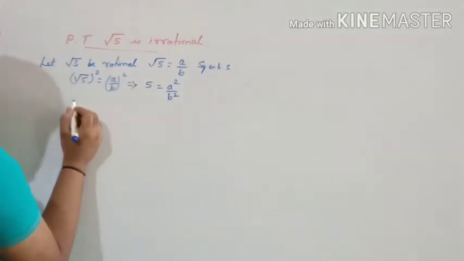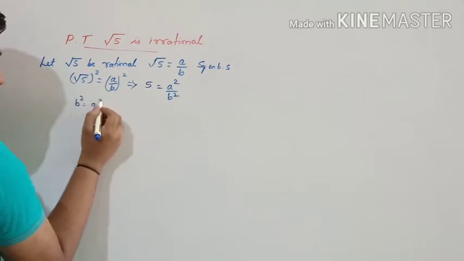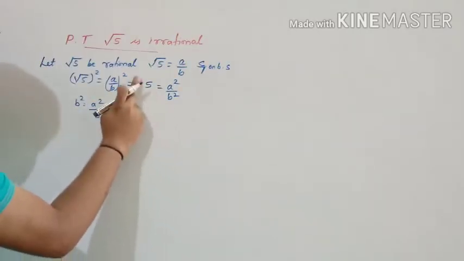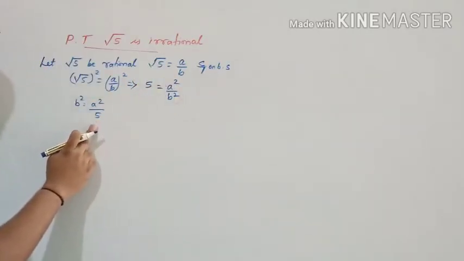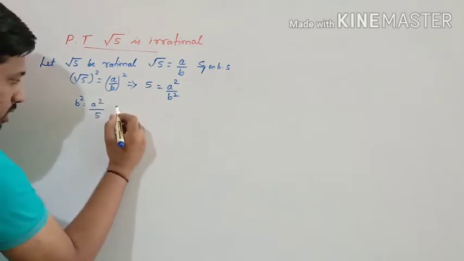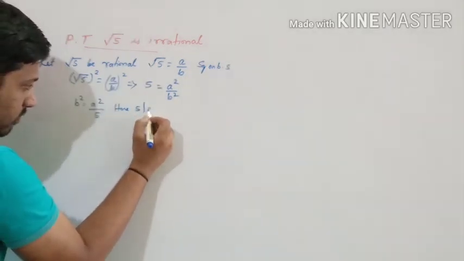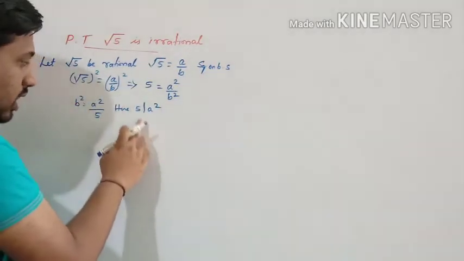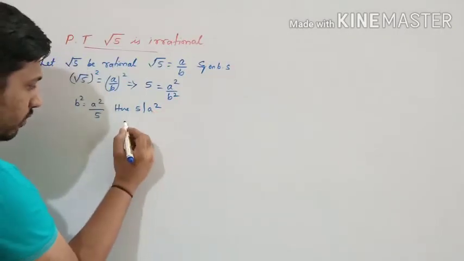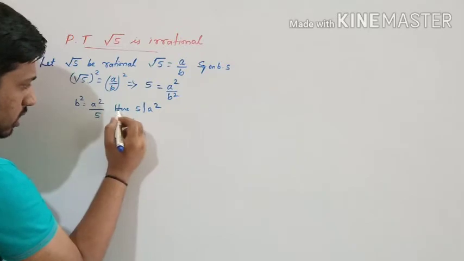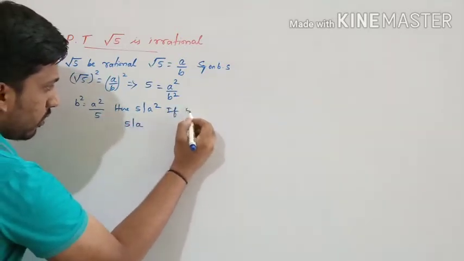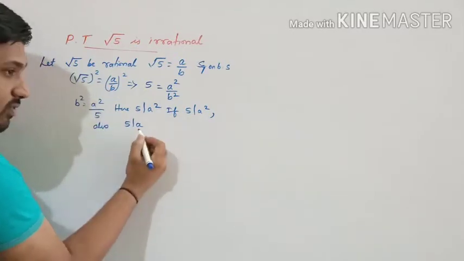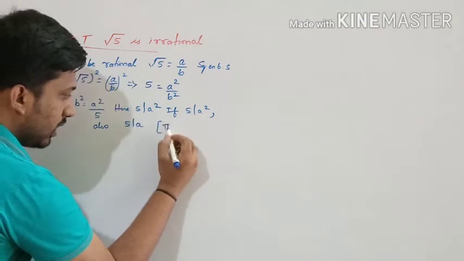Now I am going to take this one: b square is equal to a square by 5. I have just interchanged this. What is happening here? Here 5 divides a square, right? 5 is dividing a square. As per the theorem we previously proved, if 5 divides a square, then 5 divides a also.